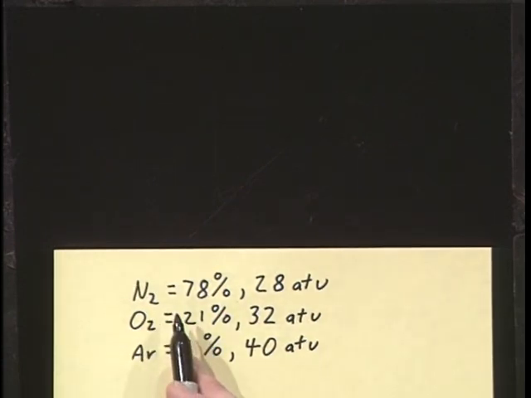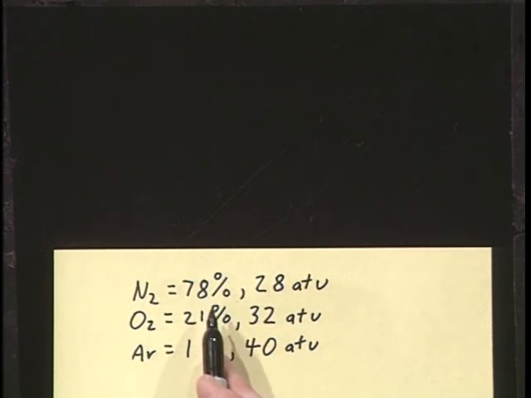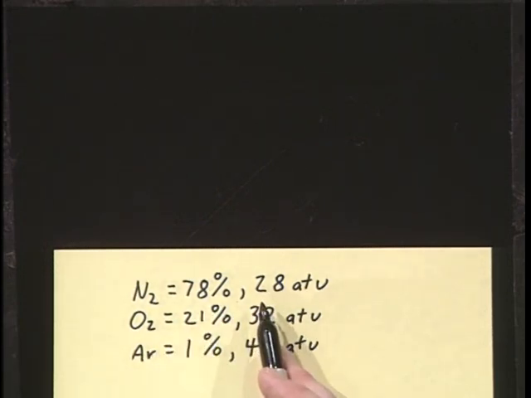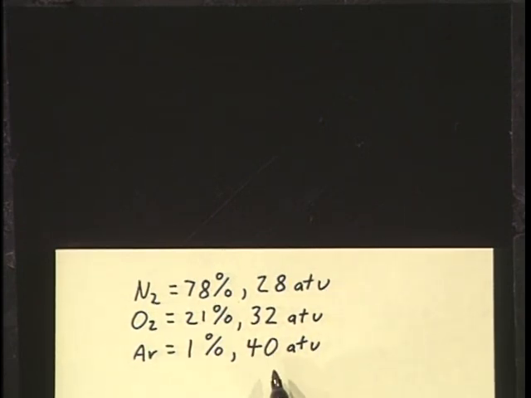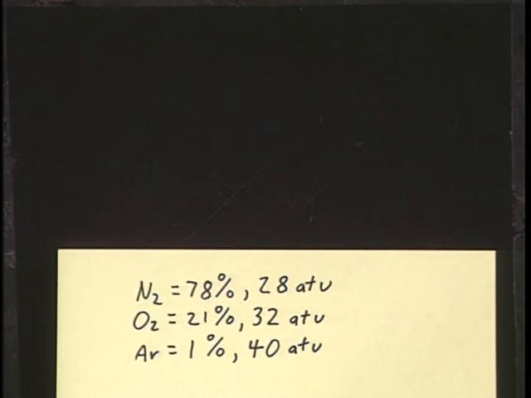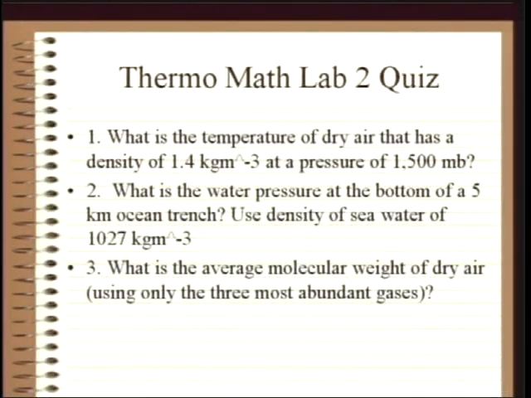You have nitrogen, which is 78% and 28 atomic units. Oxygen, 21%, 32 atomic units. And then argon, 1%, with 40 atomic units. So you're going to need this information here to solve for number 3. And we'll go back to the PowerPoint.